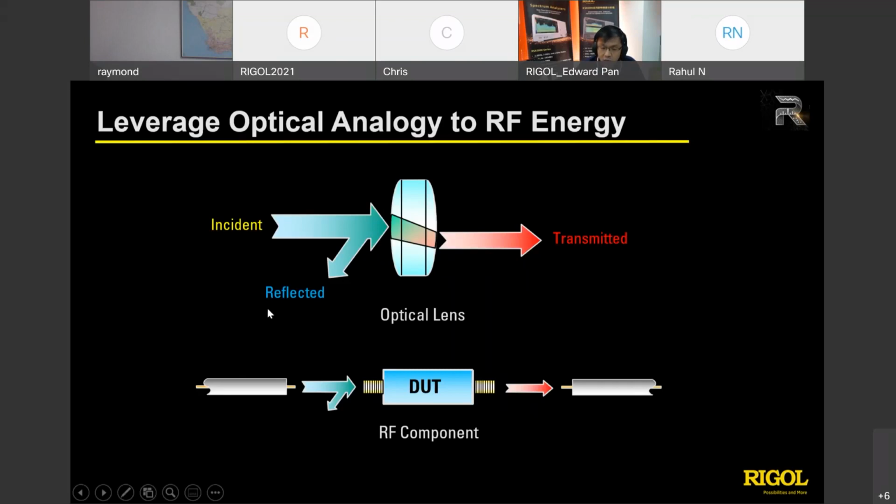So it corresponds to the RF microwave device under test. If you send a signal from the left-hand side, the left port, you can get a reflective wave and a transmitted wave as well. So it is equivalent to light wave communication going through an optical lens.